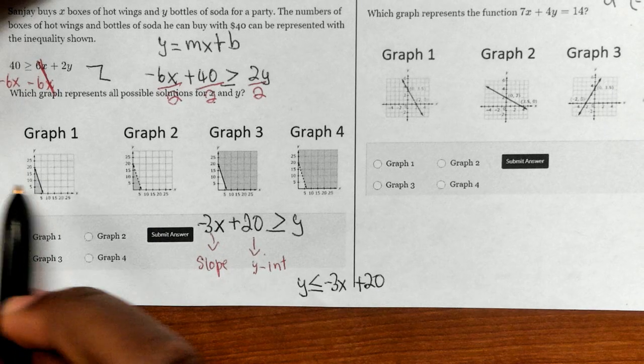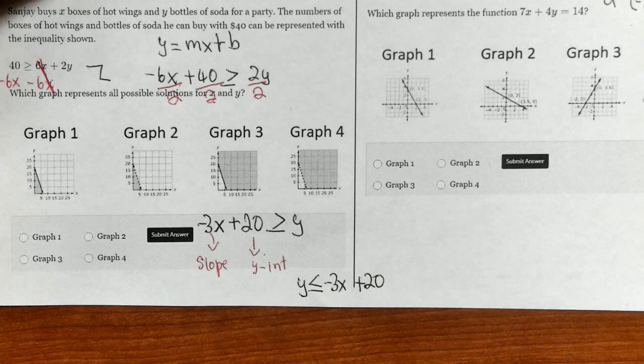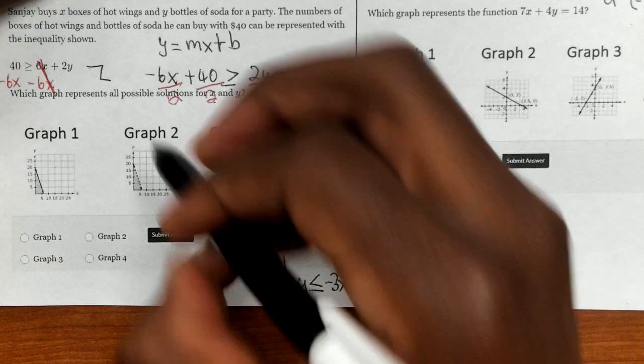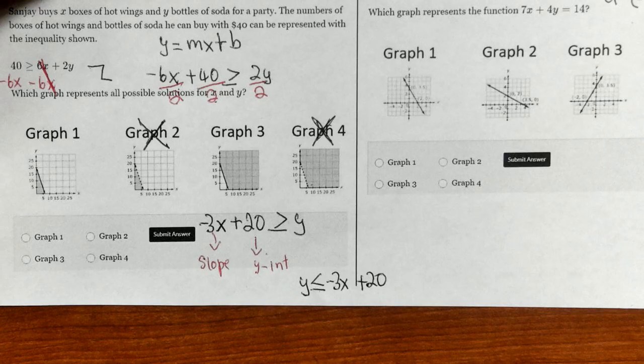So the y-intercept is at 20, but all of these seem to have a y-intercept at 20, okay? We need to have a slope of -3, but that's hard to find. So let's look at the solid line. So again, there's a line underneath, so it's a solid line. So this has a dotted, this has a dotted. So this would be wrong. This would be wrong because we need solid lines.